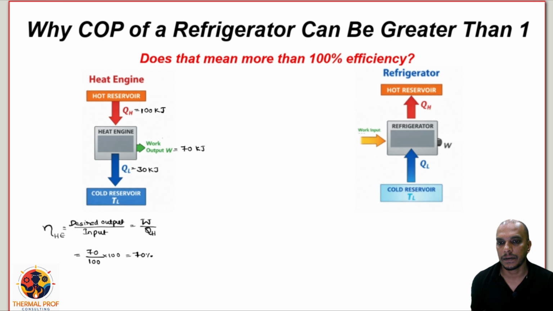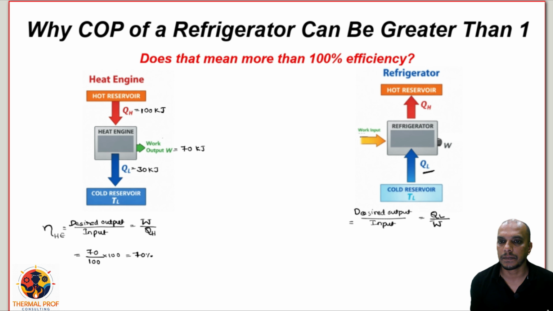Similarly, if we come to the efficiency of a refrigerator, we do not call it efficiency, we call it coefficient of performance. That is one part of the question. Now, let us start from the same desired output by input. Now, what is desired in a refrigerator? In a refrigerator, the desired output is heat removal from the cold reservoir, that is Q suffix L. What is the input we are giving? We are giving work input, so that will be W.